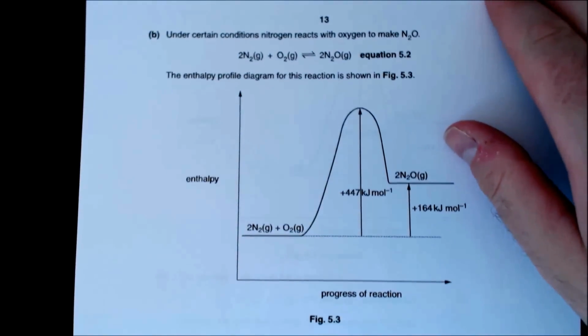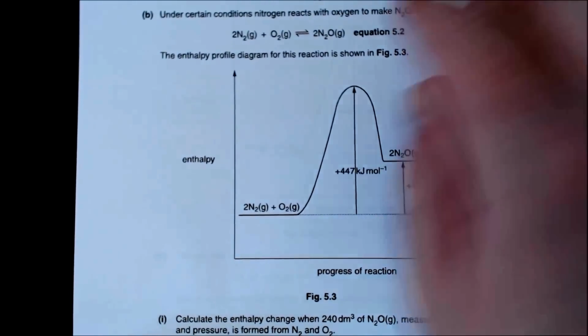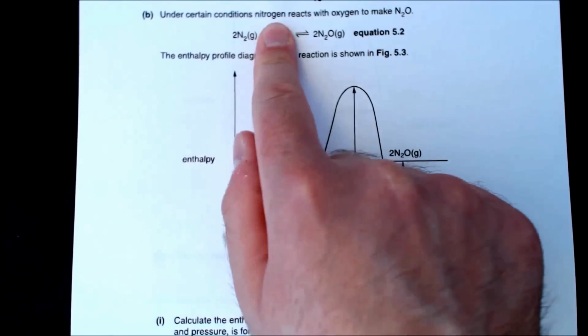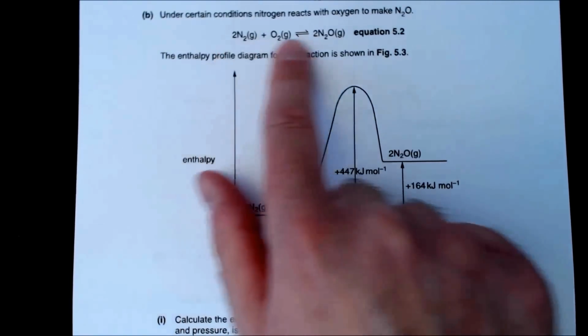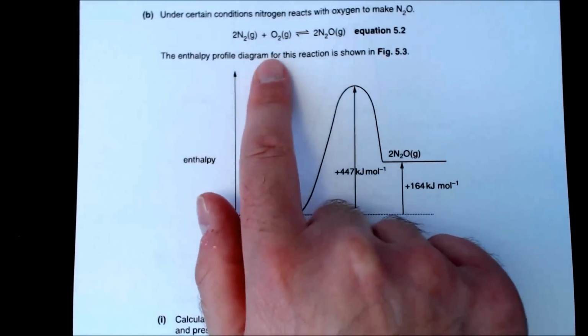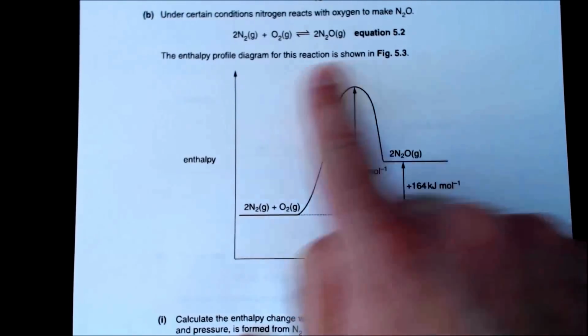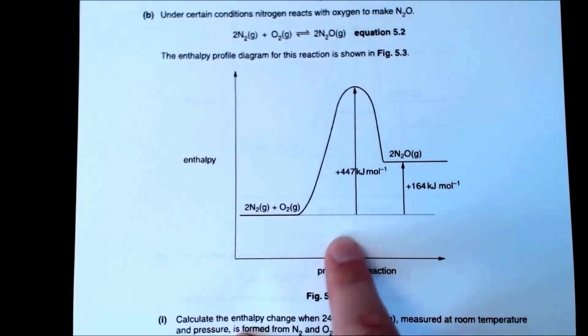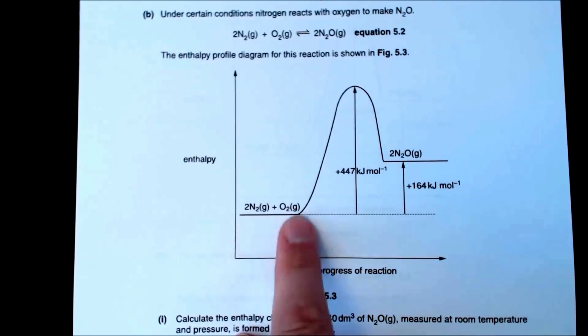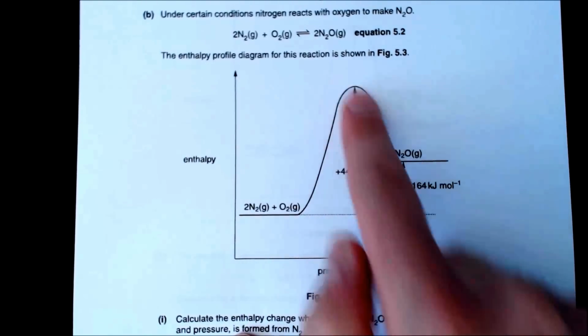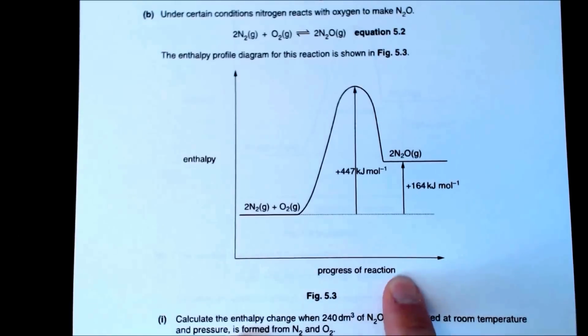This is B. And it says, under certain conditions, nitrogen reacts with oxygen to make N2O. And you can see here's our equation. The enthalpy profile diagram for this reaction is shown in figure 5.3. So here's figure 5.3, and it's given us the enthalpy profile. So here's our reactants, and here's our product, and we have some enthalpy values here. And this is the progress of the reaction.